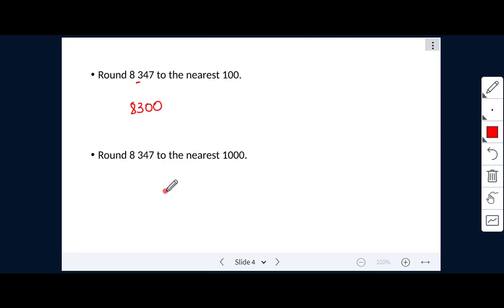Here, round 8,347 to the nearest thousand. So there's our thousands place. Look at the number on the right, it's a 3. So the 8 stays the same, and fill in the zeros for the other places. So we end up with 8,000 when we round to the nearest thousand.